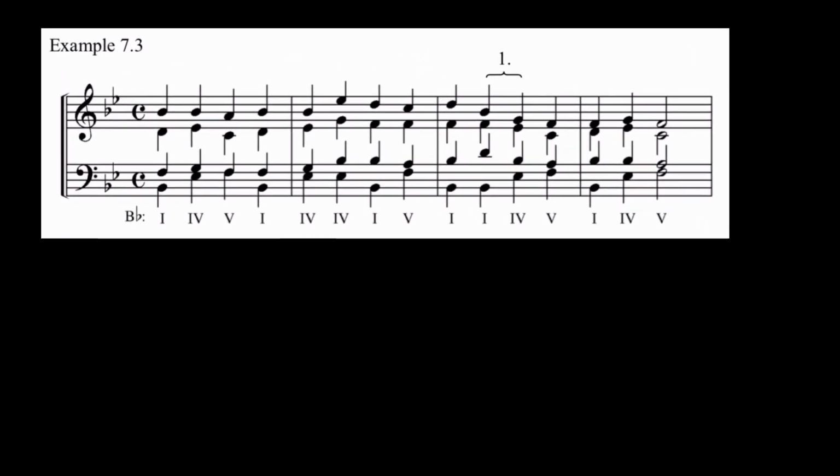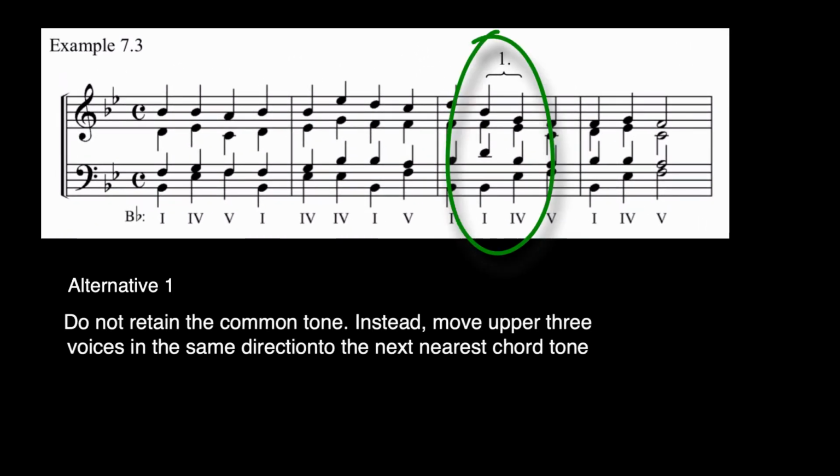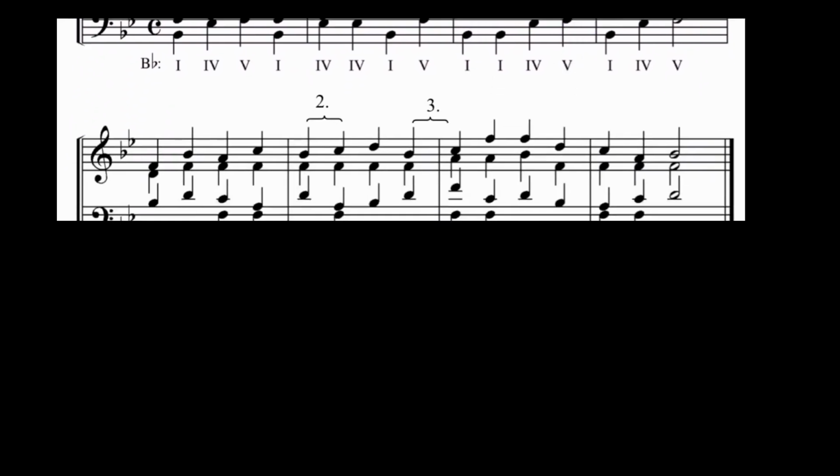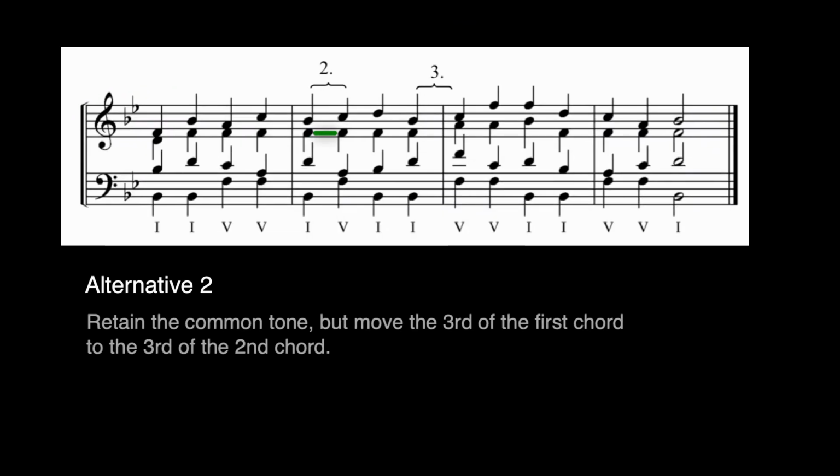First, don't retain the common tone, but move the upper 3 voices in the same direction. Here's another choice. Go ahead and retain the common tone, but move the 3rd of the first chord into the 3rd of the second chord in the same voice. This will be a little jumpier. Those voices will move around a little bit more than our main method, but it can work and it's smooth enough.